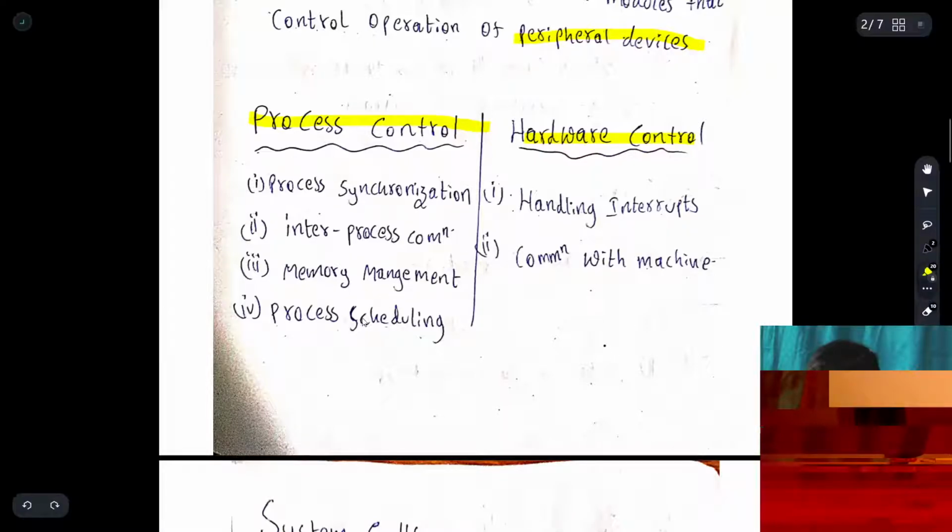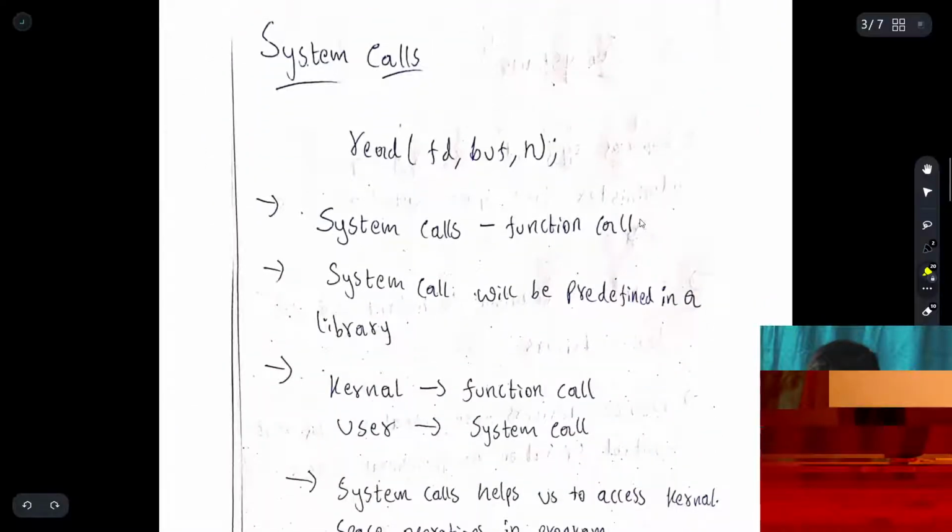So for this reason, inter-process communication plays a major role in the operating system. And then memory management, as I discussed before, and process scheduling, also discussed previously. And then handling interrupts. In the previous video we discussed interrupts. Interrupts are nothing but emergency tasks or high priority tasks. Handling those high priority tasks is a major thing in hardware control, and communication with the machine also plays a major role, because without the help of the machine we can't complete the task even if we have those device drivers. So communication with the machine is the most important thing.